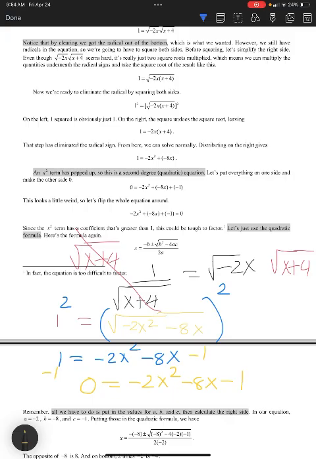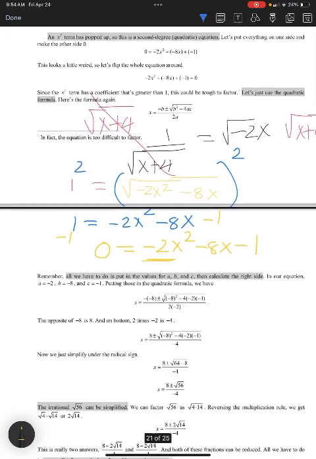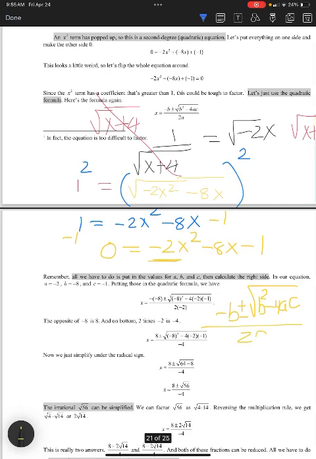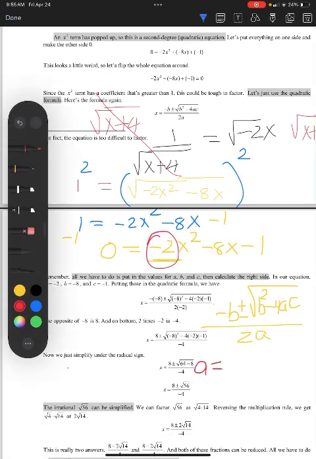All right, so in order to solve this, because we have a leading coefficient of 2, and we can't factor that out, the method that we've been using for this is you could either solve by completing the square or use the quadratic formula. So here, if we use the quadratic formula, remember that's negative b plus or minus the square root of b squared minus 4ac all over 2a. So our a value is negative 2, our b value is negative 8, and our c value is negative 1.